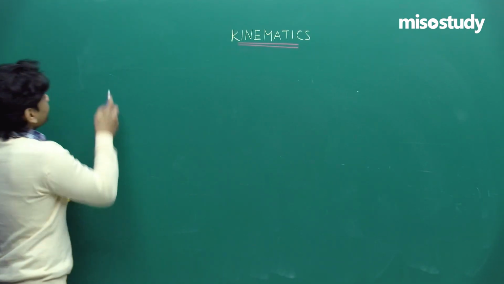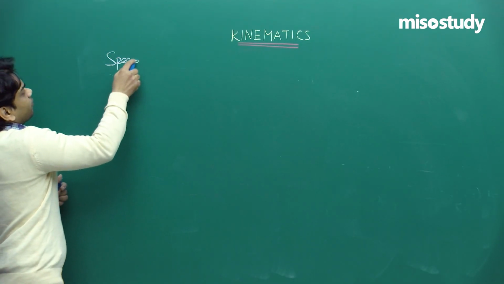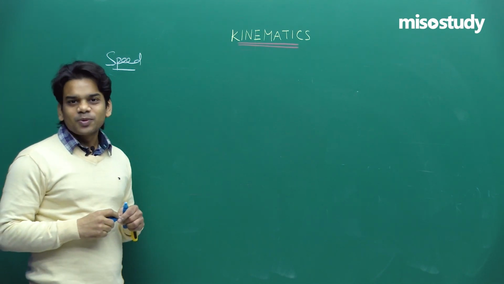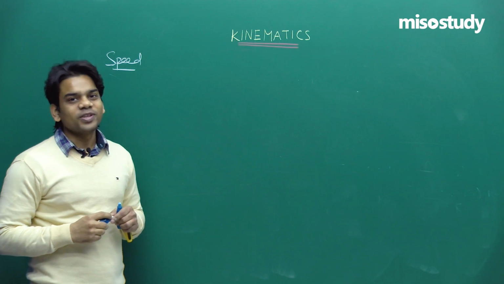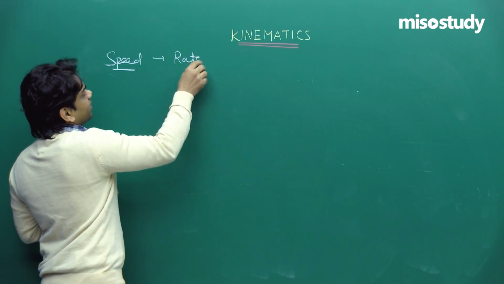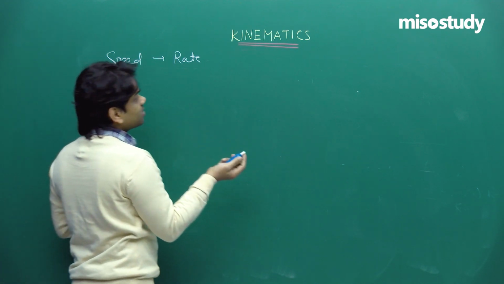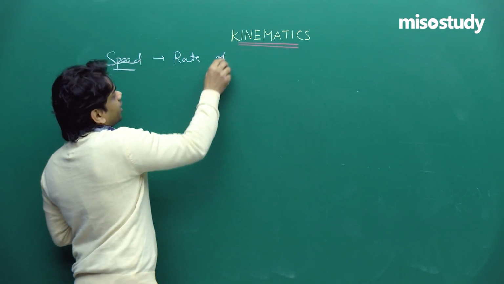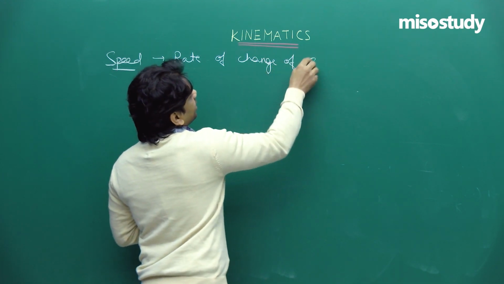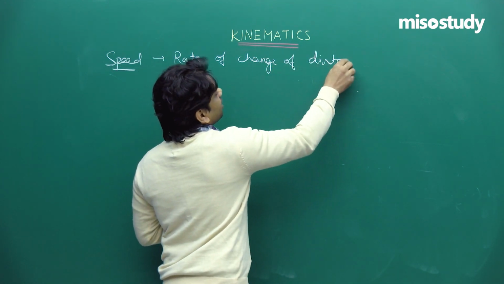First of all I will tell you what is speed. We all know that, you all must be knowing about speed. Speed is the rate of change of distance with time, or I'm writing it's rate of change of distance. When we use the term rate, that already means time is involved. So it's rate of change of distance. This is given as speed.